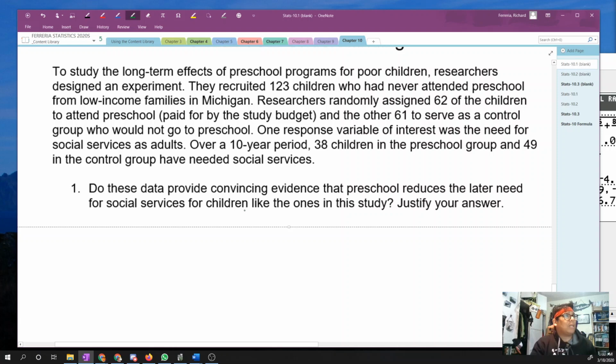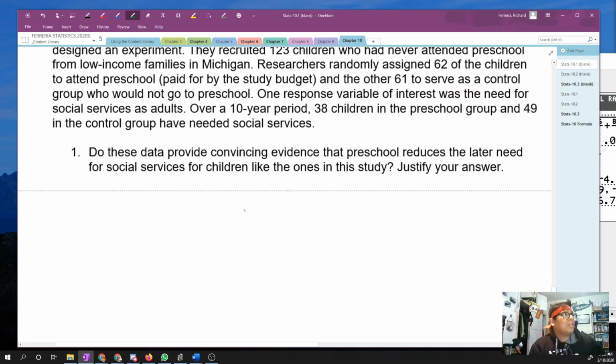Over a 10-year period, 38 children in the preschool group and 49 in the control group needed social services. So do these data provide convincing evidence that preschool reduces the later need for social services in children like the ones in this study? Justify your answer. That's code word right now for the 4-part plan.